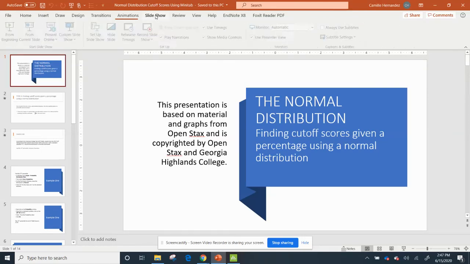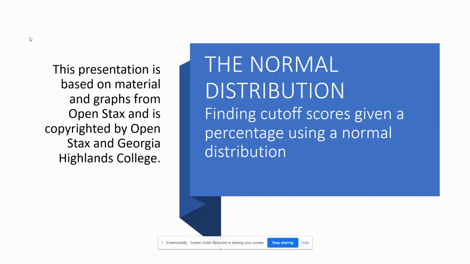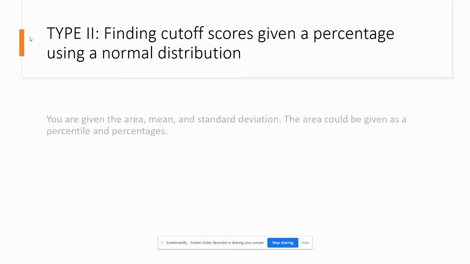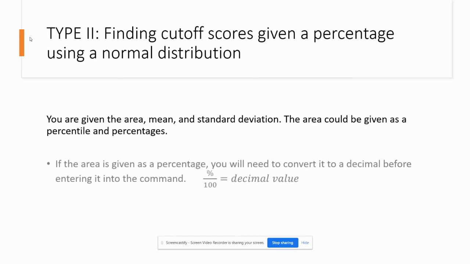So let's talk about the normal distribution. If we're given an area, we're going to find the cutoff scores. You can be given a percentage or a proportion. What you will be given is a problem that has the area, the mean, and the standard deviation. And again, the area could be given as a percentile or as a percentage.